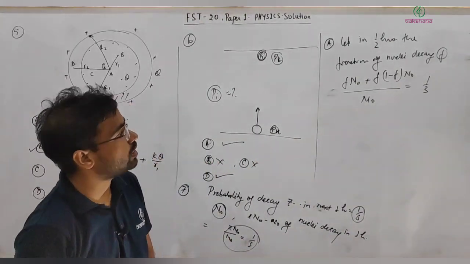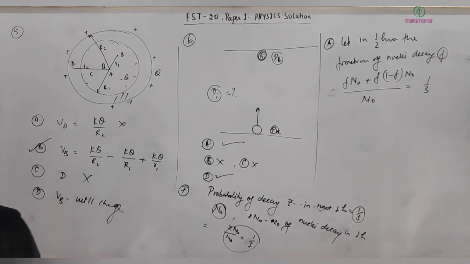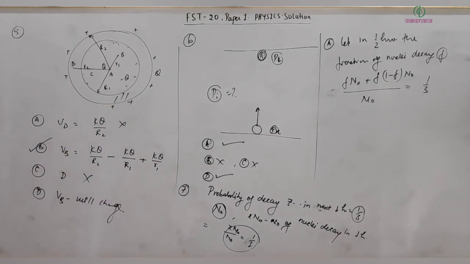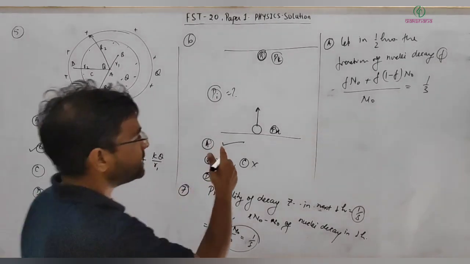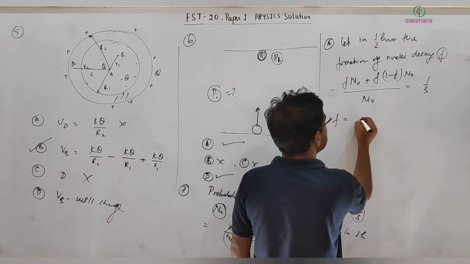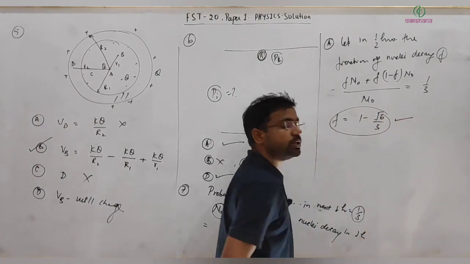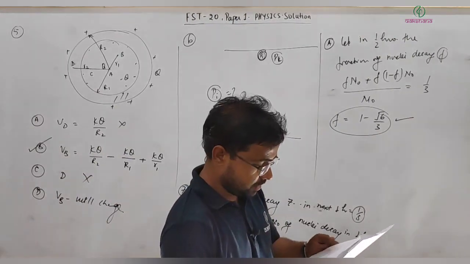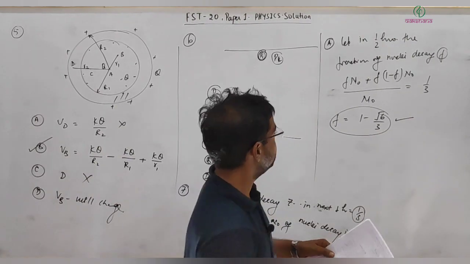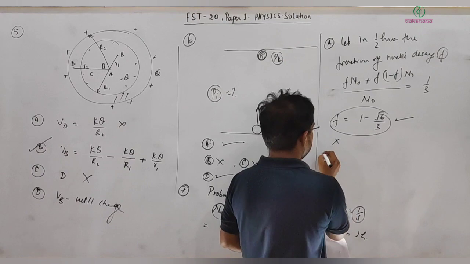And then we can solve it. Actually, you can solve for f. After solving this directly, we get f is equal to 1 minus under root 6 by 3. So this is the probability of decay in the next half hour. It's saying simply 1 by root 3. That's not correct, option A.